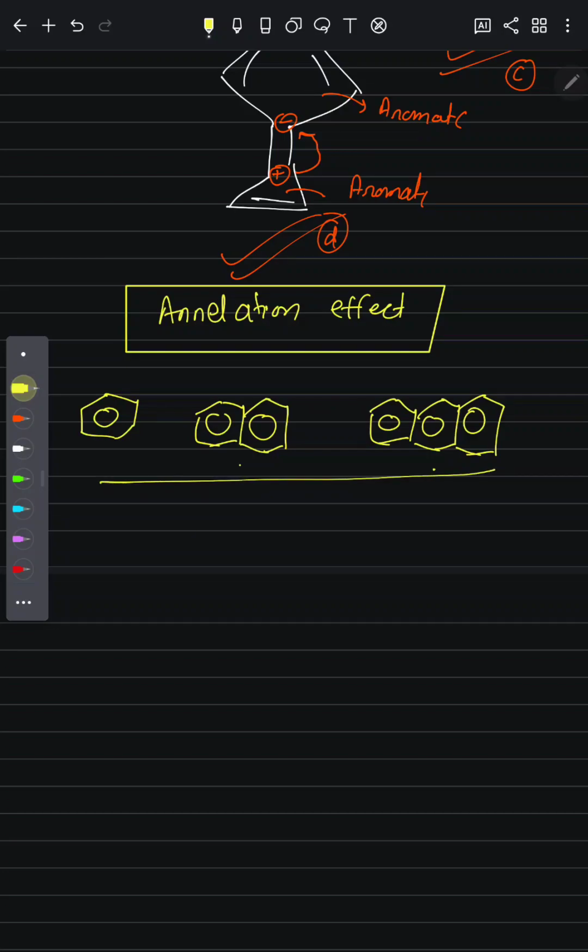So aromaticity, if we go from here to here, aromaticity will decrease. The benzene ring will become more selfish and does not share its electron density, so it is more stable and this is least stable.